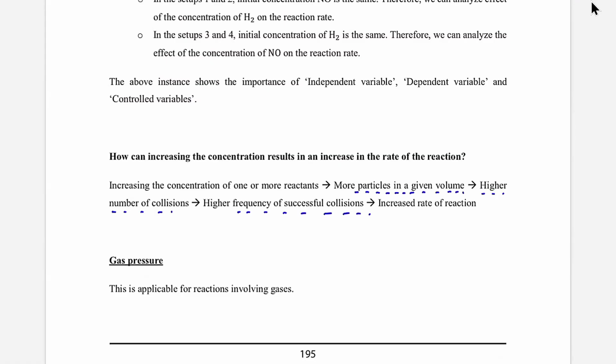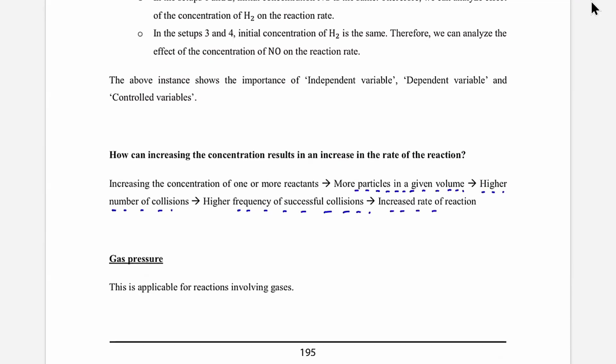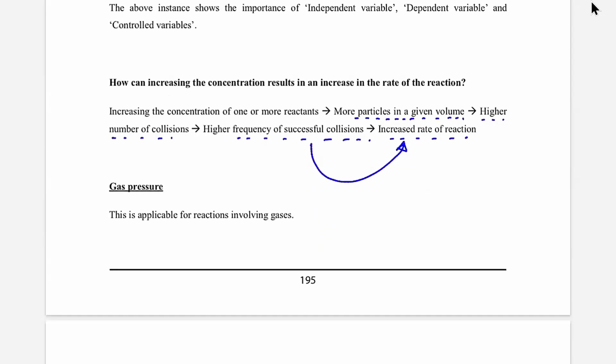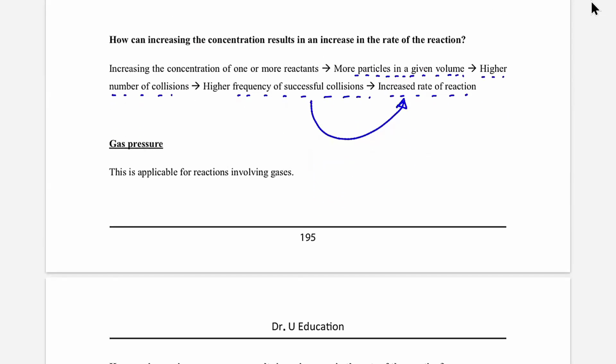Every collision is not a successful collision, right? But you get a higher number of successful collisions. So successful collisions increase the rate of reaction. You have to understand it's all about successful collisions increasing the rate of reaction. You get it? That's the whole point. So you have to understand these steps. Okay.